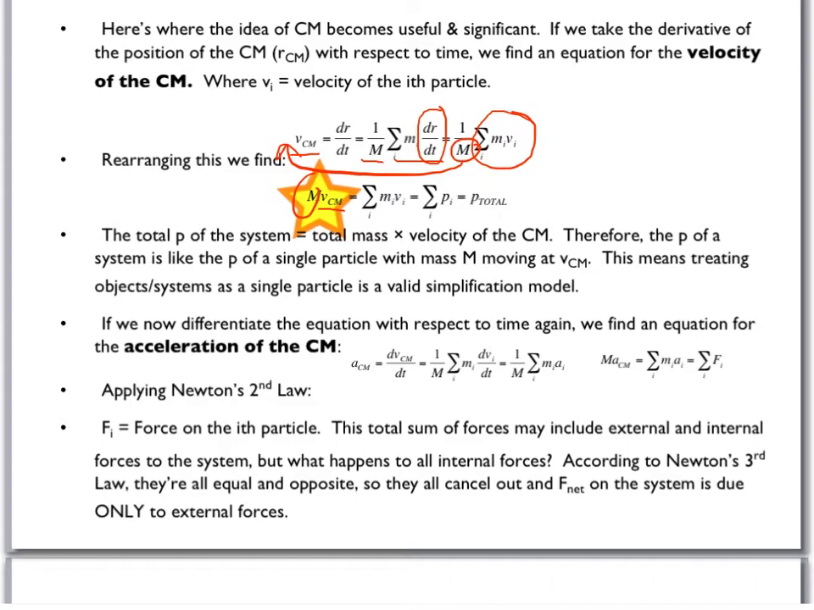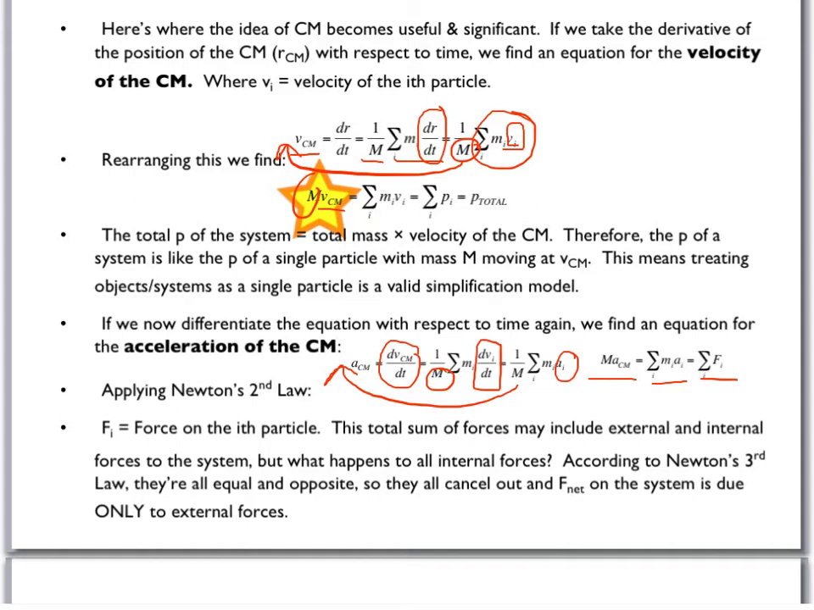If we now differentiate the equation with respect to time again, we find an equation for the acceleration of the center of mass. So again, we're going to take another derivative of what we have here. We still have that 1 over M, and rather than writing it as a v, we're going to look at the derivative of v with respect to time, and we get a dv/dt. dv/dt is really just acceleration. So again, rearranging and bringing the total mass over to this side, we find that the total mass times the acceleration of the center of mass is really equal to the sum of these m a's, or the sum of the total forces acting on the object.